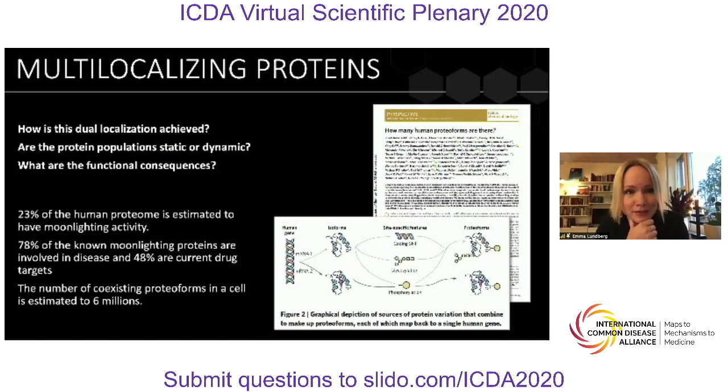What we do know is that 23% of the human proteome is estimated to have moonlighting activity. That's quite a lot. 78% of the known moonlighting proteins are involved in disease, and 48% are current drug targets. So these are important proteins. And also, just a number that blows my mind, the number of coexisting proteoforms in a cell is estimated to be 6 million. I don't really know how to wrap my head around that. But that's just the baseline about the complexity of proteoforms in the cell that we know.